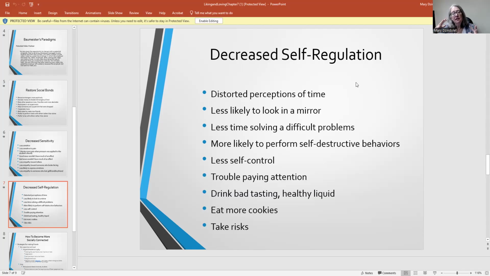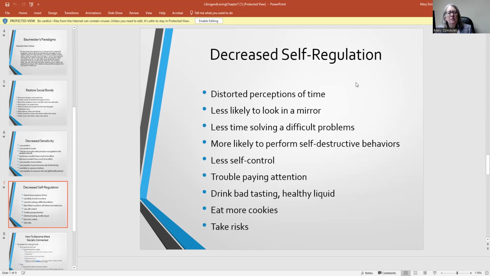So this idea, the way we can regulate our emotions well, have lots of self-control and pay attention when we need to, and drink things that taste bad if they're going to make us healthy, and not eat cookies if we're on a diet, if we know that we need to lose weight. All of these, like spending a lot of time and focus solving problems, even when they're difficult, all of these things we are less able to do after we've been rejected.